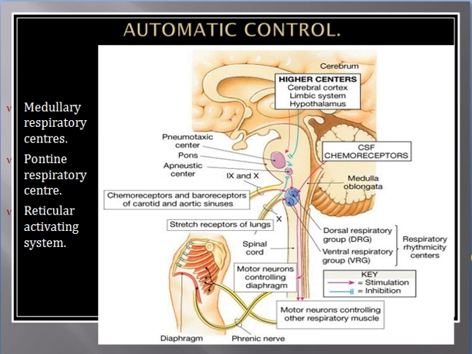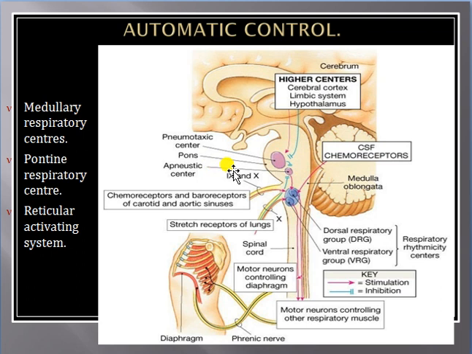See, once again I am going to explain the entire thing deeply. These are the higher centers. Already I said that the pneumotaxic center is in the pons area. So what are the higher centers? Cerebral cortex, limbic system, hypothalamus. These are all the higher centers.